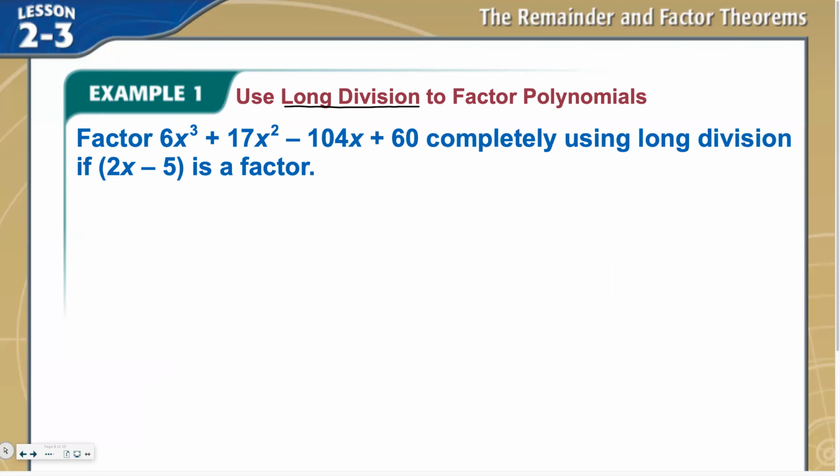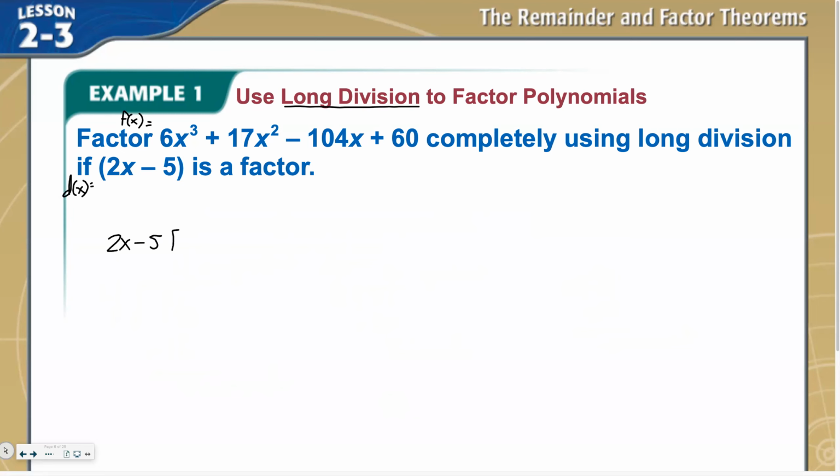So in example 1 here, it says to factor this long equation completely using long division if 2x minus 5 is a factor. Okay, I want to add some stuff to your notes. When you get to your homework on Alex, they might call this f of x, the function that's getting divided. The 2x minus 5, that's our divisor. So I'm going to write that as d of x. Alex might call that d of x. Why would they call it a d? Because that's doing the dividing. That's right.